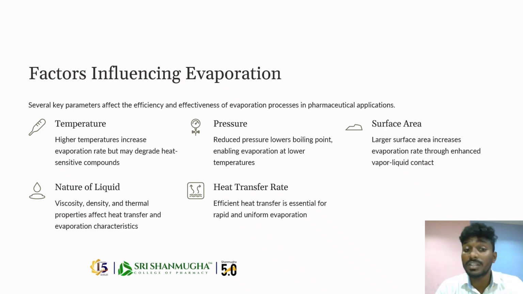The second one is pressure. Reduced pressure lowers the boiling point, enabling evaporation at a lower temperature. The third one is surface area. Larger surface area increases the evaporation rate through enhanced vapor-liquid contact. The fourth one is the nature of the liquid: viscosity, density, and thermal properties affect heat transfer and evaporation characteristics. And the heat transfer rate: efficient heat transfer is essential for rapid and uniform evaporation.